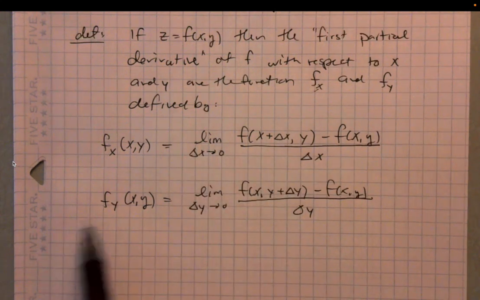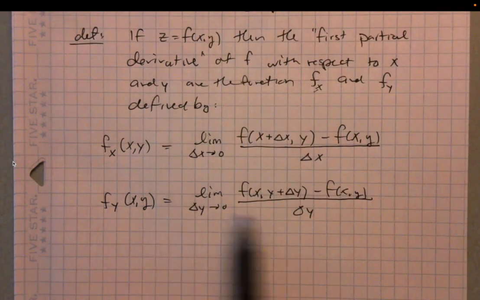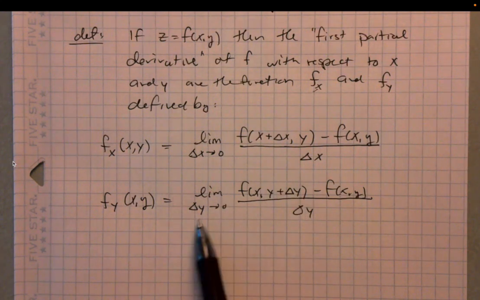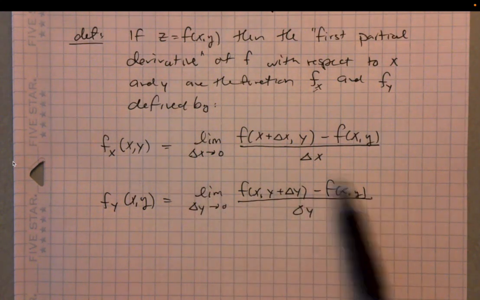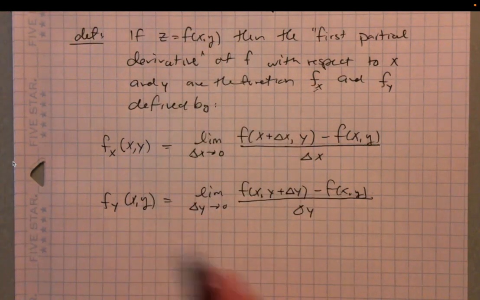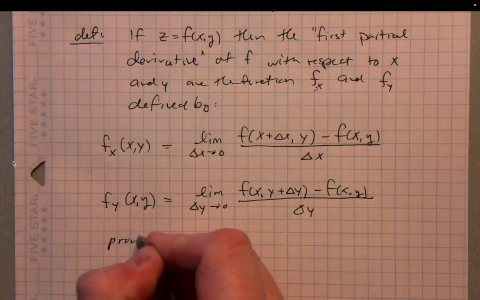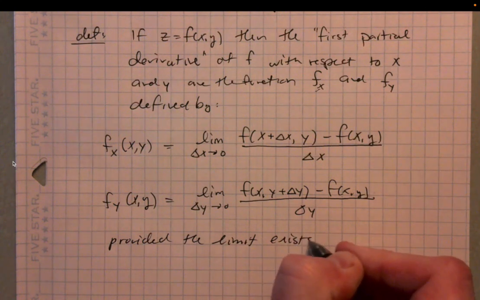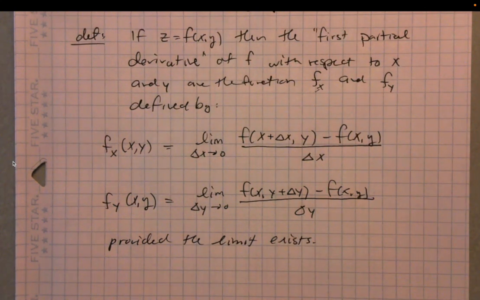And similarly for the partial derivative with respect to y, you allow y to vary, y plus delta y here, and you take the limit as delta y goes to 0. Right? So this is almost the same idea as what we had in Calculus 1, but here you just have this extra variable which, for all intents and purposes, gets treated like a constant. Okay, and we should say that these are the partial derivatives provided the limit exists. Right, it may not, meaning the function may not be differentiable.